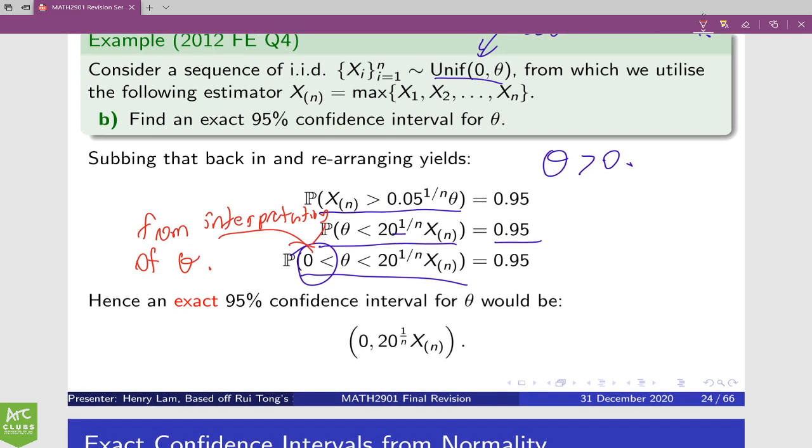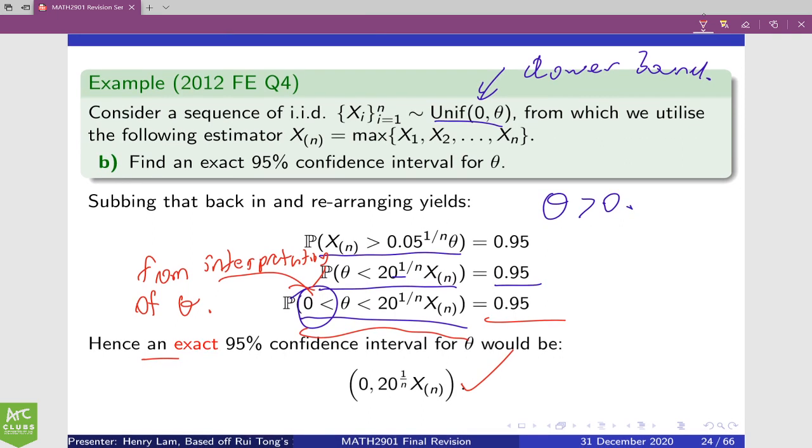And so this is literally just the definition of an exact confidence interval. We know a lower bound and an upper bound such that the probability that the parameter is inside this interval is equal to 95%. And hence this is exact. It's not the only one, because as I mentioned way earlier, there's an infinite number of confidence intervals. You just shift things over and it'll still be a confidence interval. It's just that this is the most intuitive way to do it for this question, I feel, because of what theta means.